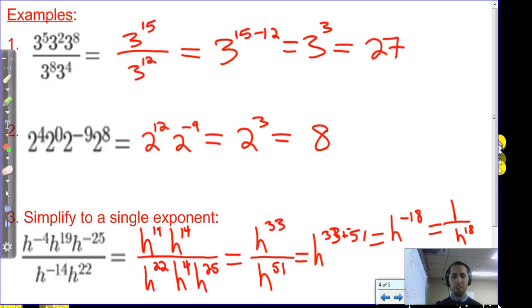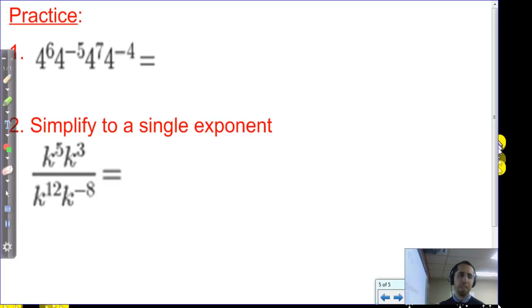As usual, I'm going to leave you with a practice problem, so here you go. 2 practice problems actually. The first one, 4 to the 6th times 4 to the negative 5th times 4 to the 7th times 4 to the negative 4th. I want you to simplify that all the way. Find out what number that's equal to. So don't use any exponents in your answer, just find it out all the way.